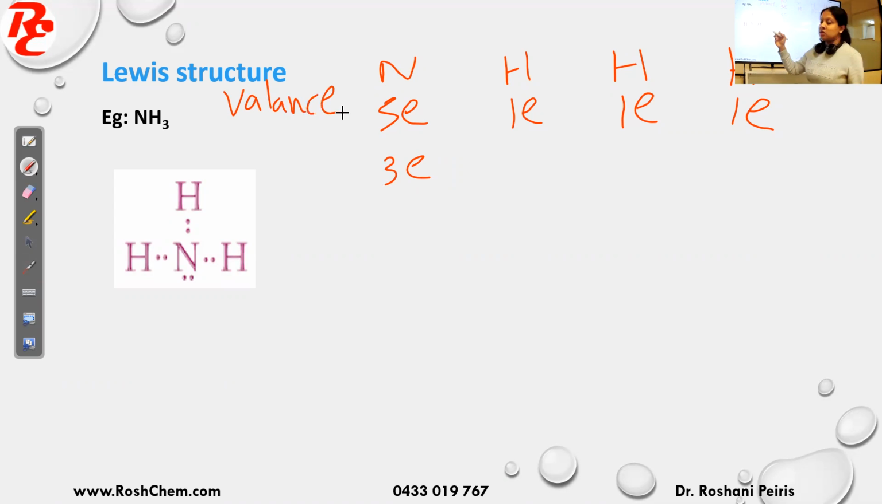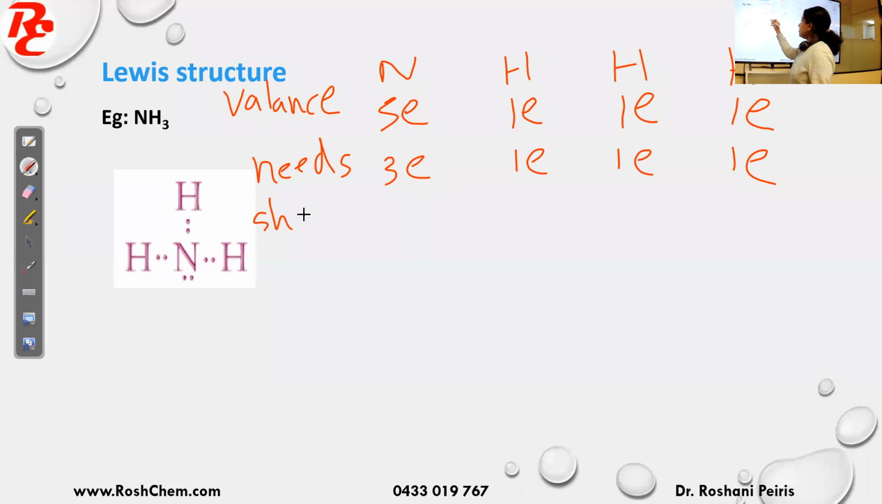To become stable, nitrogen needs 3 more electrons. Hydrogen becomes stable by getting 2 electrons, therefore each hydrogen needs 1 more electron to become stable. This is the number of electrons that they share. So nitrogen will share 3 electrons, and each hydrogen will share 1 electron.